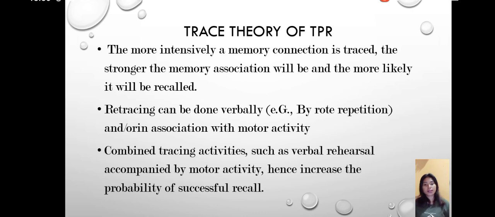Next, trace theory of TPR. The more intensively a memory connection is traced, the stronger the memory association will be and the more likely it will be recalled. Retracing can be done verbally, e.g. by rote repetition, and or in association with motor activity. Combined tracing activities such as verbal rehearsal accompanied by motor activity hence increase the probability of successful recall.